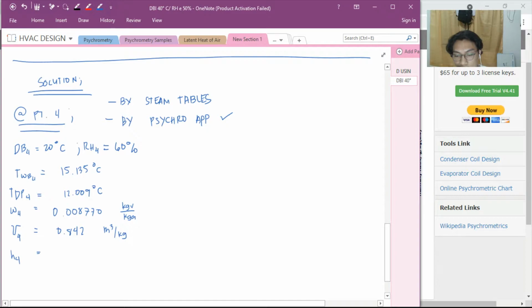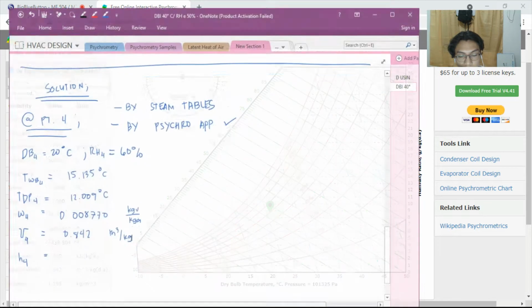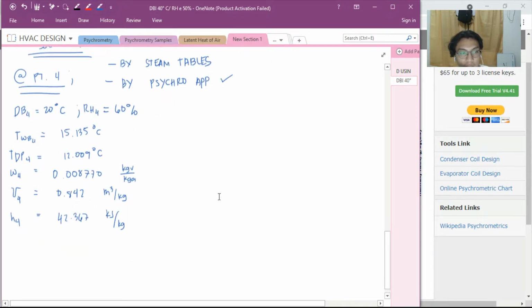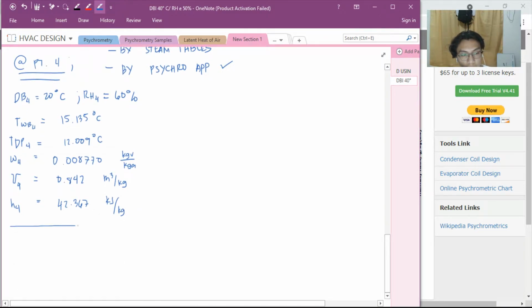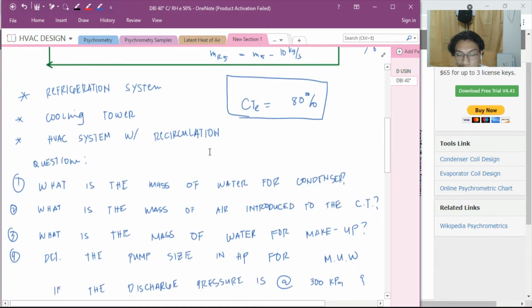And then H4. What is H4? 42.367 kilojoule per kilogram. Ayan na, nahanap na natin siya. How about at point 5 naman? At point 5, ano yung mga values na nandyan? 25 and 65.